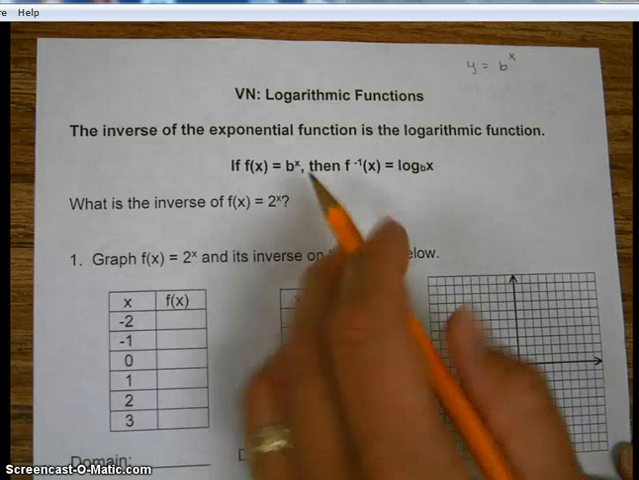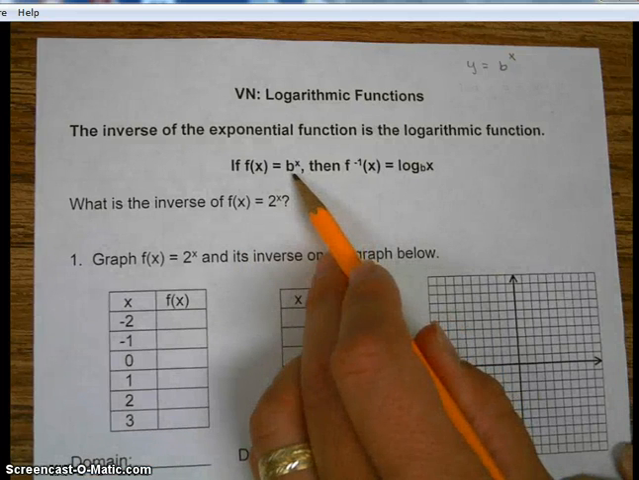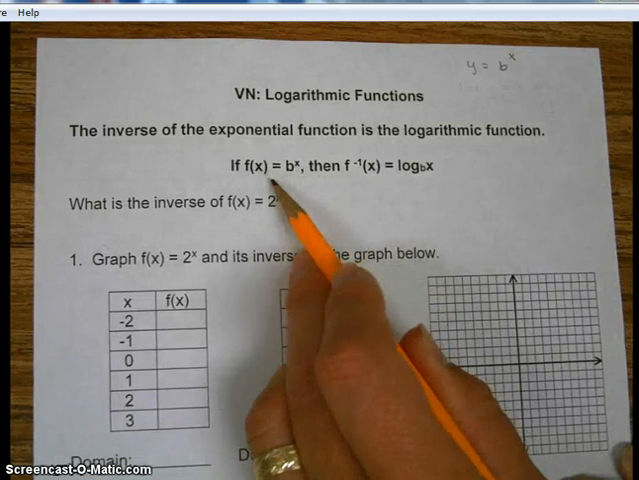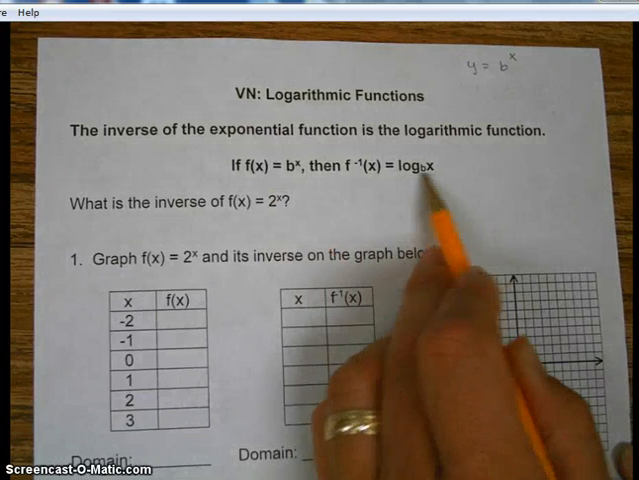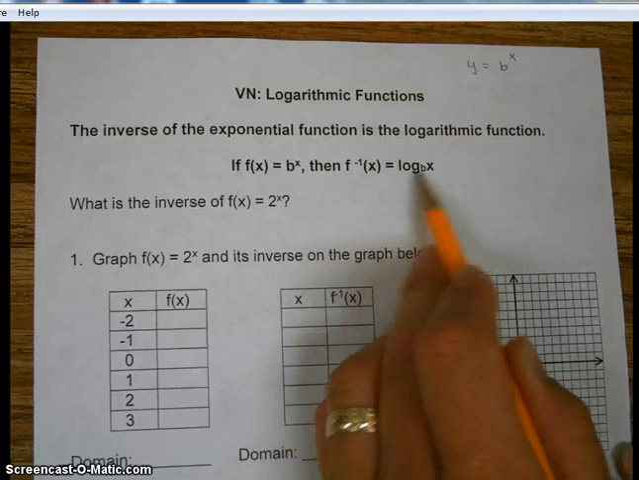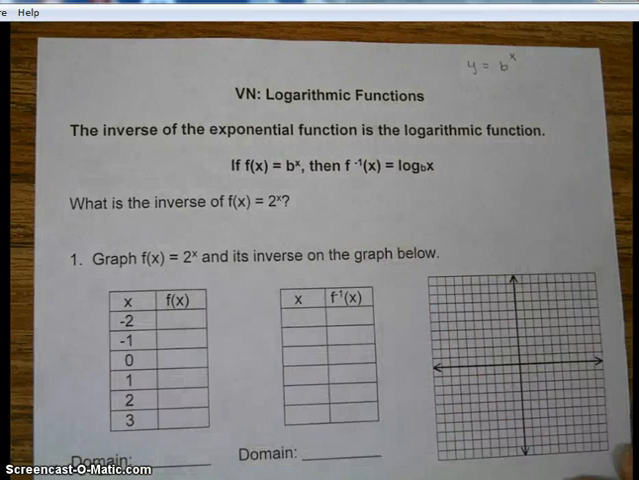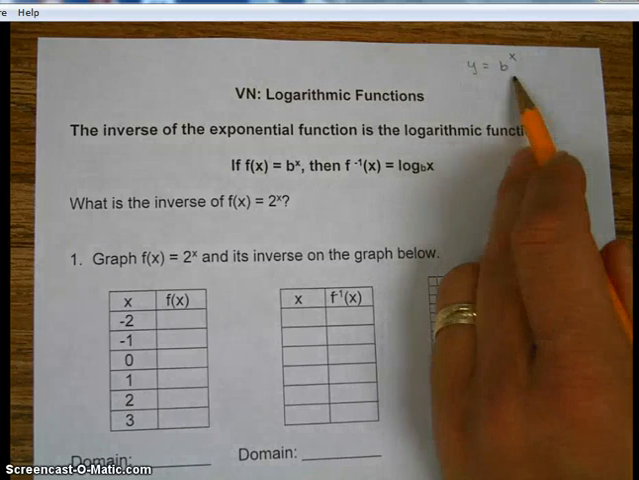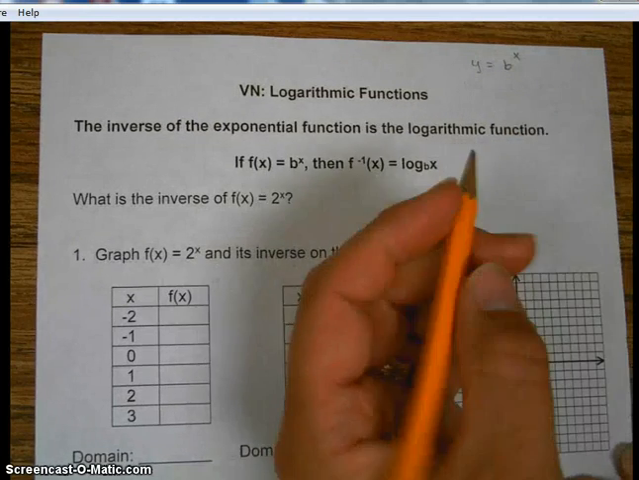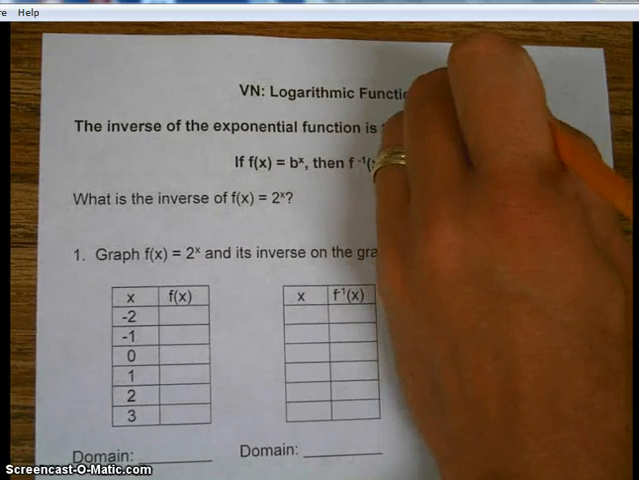Okay, so the inverse of an exponential function shown here is a logarithmic function. So in order to do that, if you'll recall, to find the inverse of a function, what is the first step that we need to do? Right, switch the x and the y. So I'm going to go ahead and write it in this format. I'm going to go ahead and switch the x and the y.